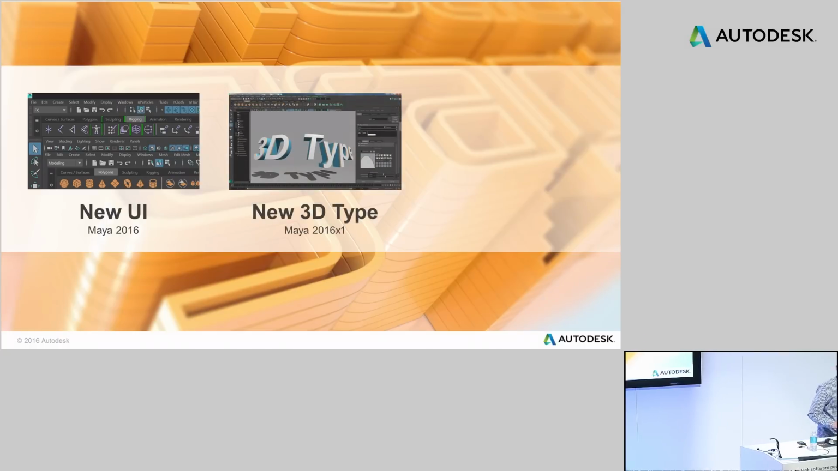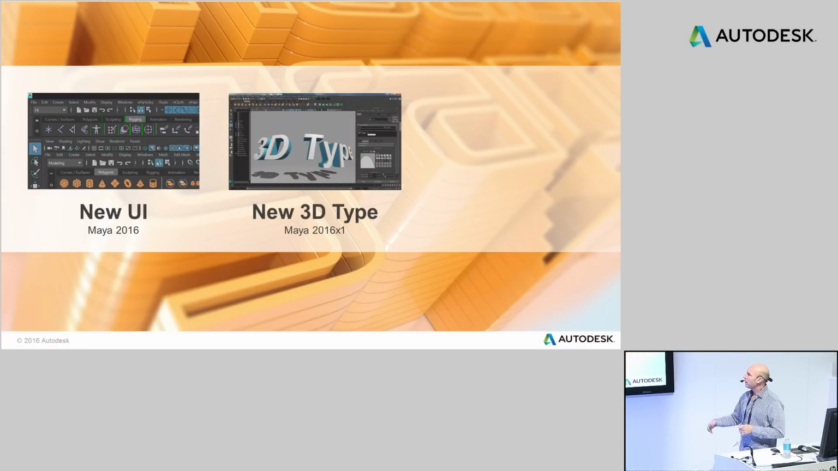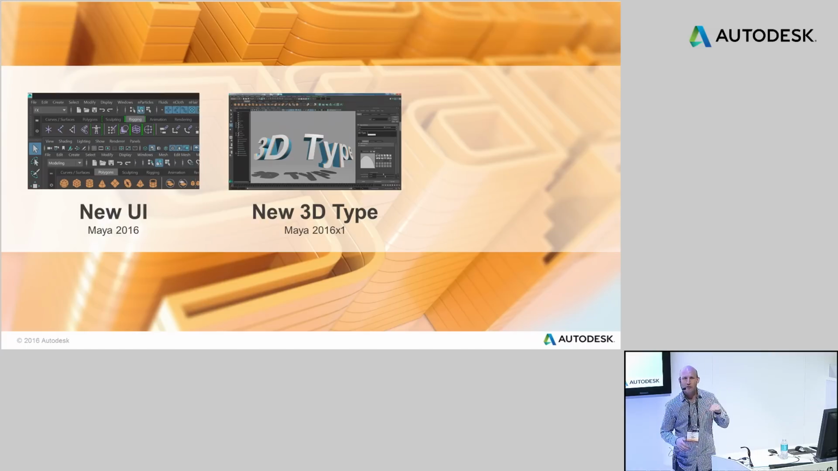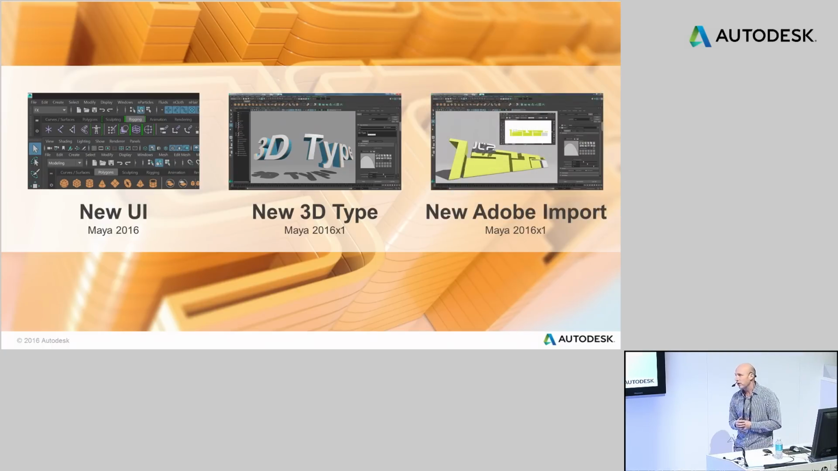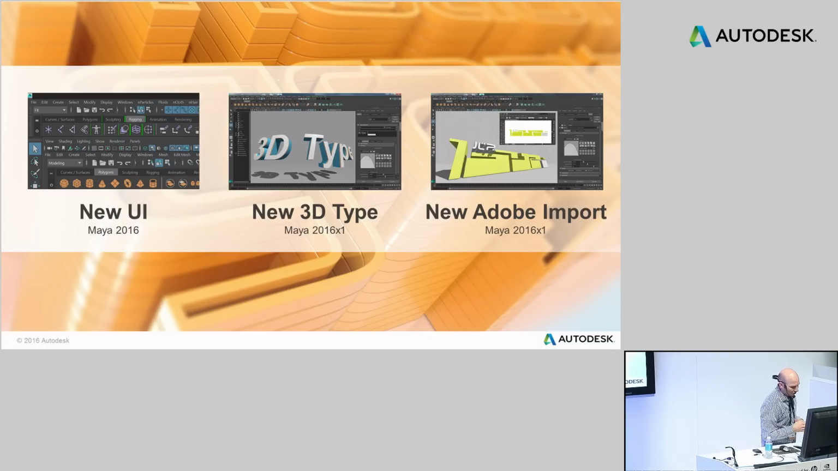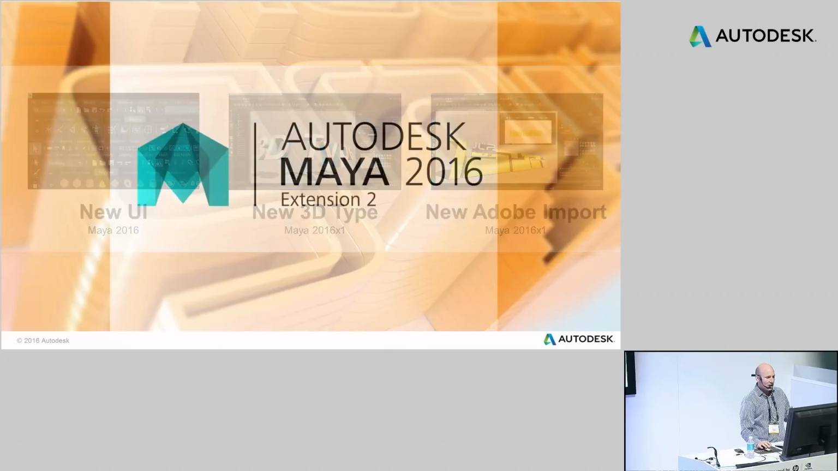When 2016 Extension came around, we introduced the new Type tool. This is a really, really nice 3D type tool. It's very open. It has the ability to be driven procedurally, and we'll be looking at an example of that today. At the same time, with Extension 1, we introduced the Adobe import of SVGs, so you can copy and paste back and forth between Adobe Illustrator and Maya to bring in your Illustrator files through the SVG importer. We'll be checking that out in just a second. So that's pretty much it.